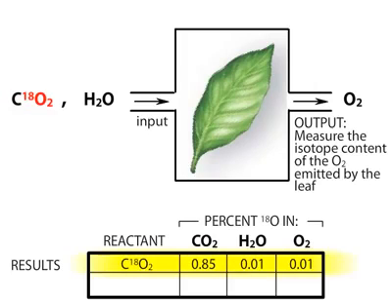Now let's repeat the experiment by labeling the H2O reactant. Again, our data will consist of the O18-O16 isotope ratio measured in the evolved oxygen as compared to the starting ratio in the H2O reactant.